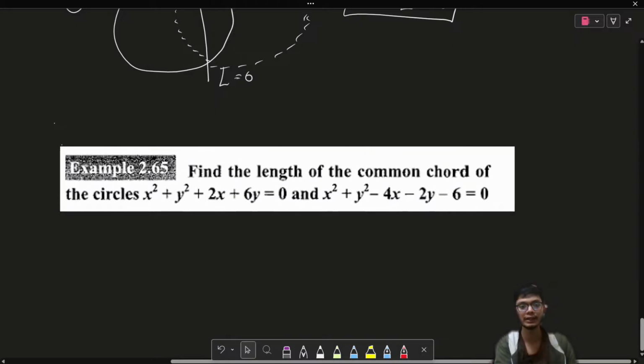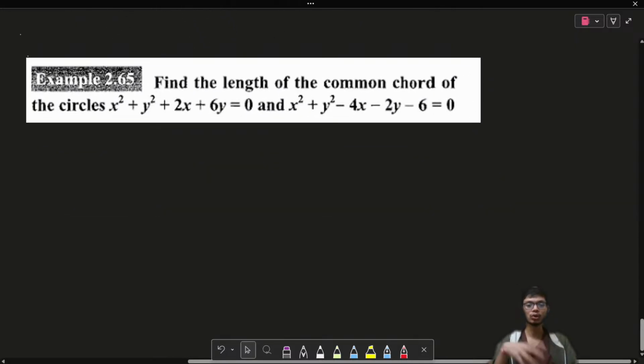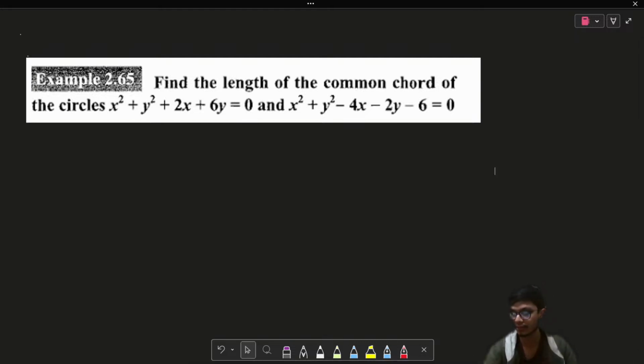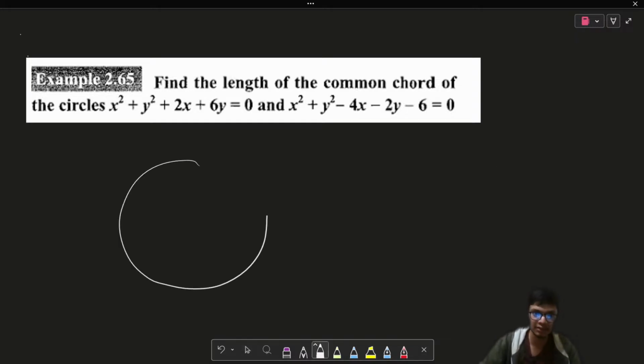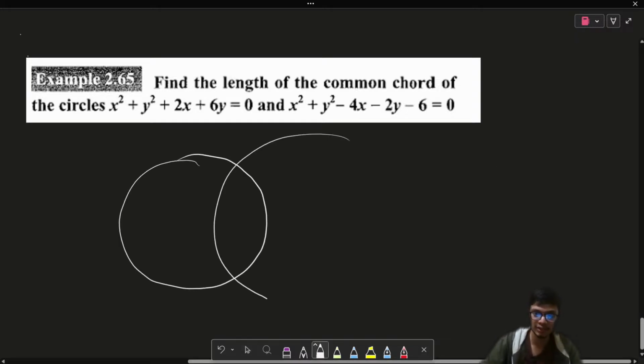So this is the question that you have been given: let us say we have two circles which are intersecting, and you have to find out the length of the common chord. In order to find the length of the common chord, which is much simpler, you can use the properties of circles. Let us say this is my first circle, and this is my second circle. The common chord is passing like this.